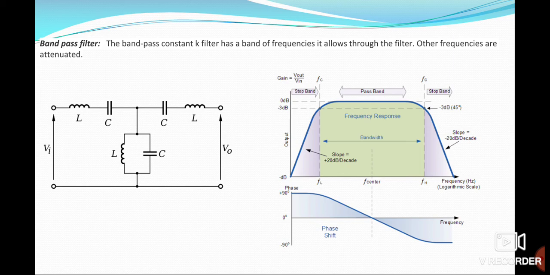Here, as the slope is increasing at 20 decibel per decade, we get the lower cutoff frequency at -3 decibel, and at the point where the higher cutoff frequency is obtained, the slope is slowly decreasing at the rate of -20 decibel per decade.